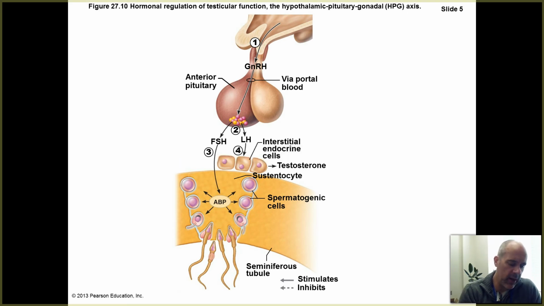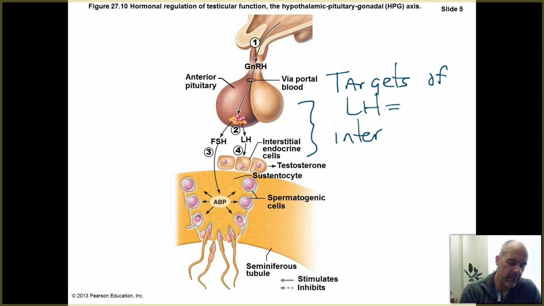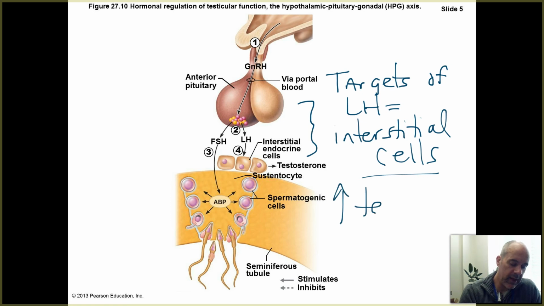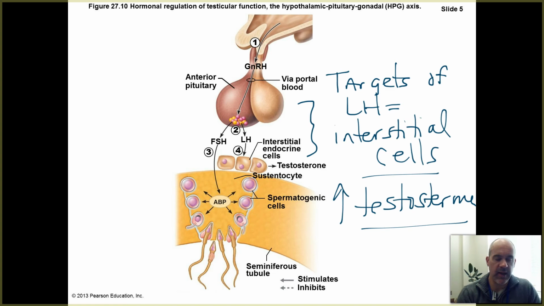Okay, then how about our LH? If you look here, the targets of LH are the interstitial cells, or the interstitial endocrine cells, as your textbook is calling them. And it stimulates those to secrete testosterone.